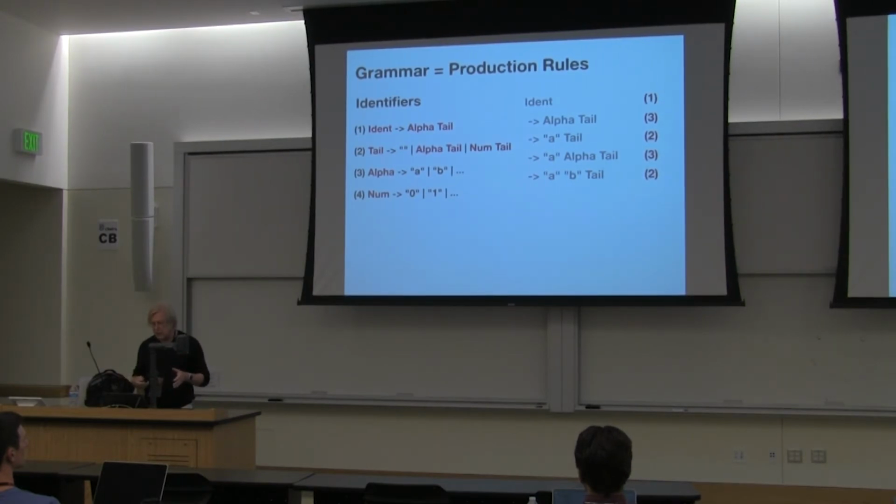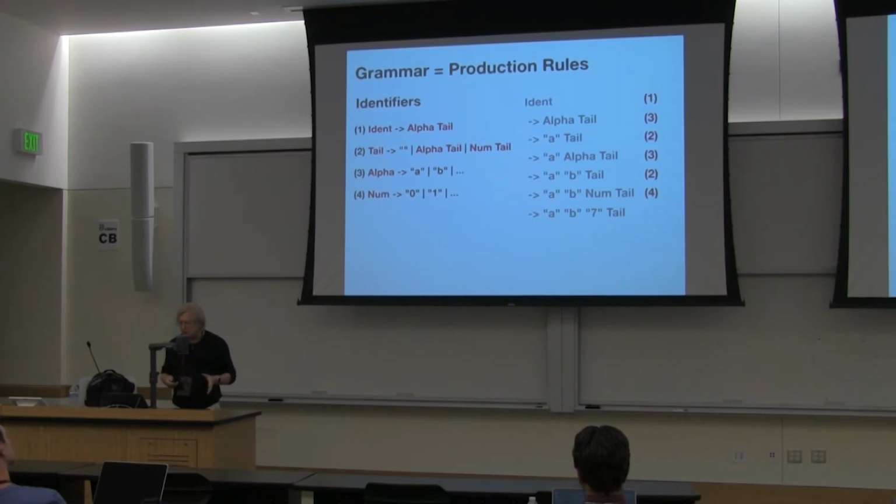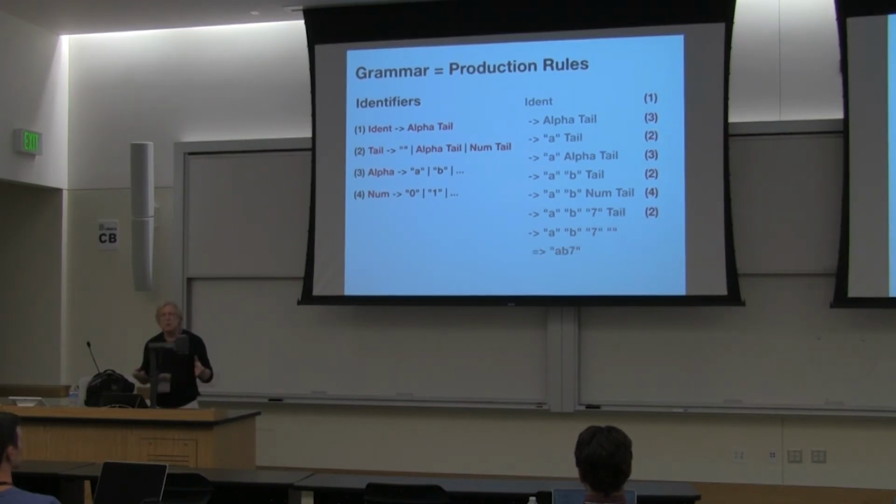We'll derive tail using rule 2 again, but this time to num tail. And finally, well, almost finally, penultimately, we will derive num to the numeral 7 using rule 4. And then to finish up, we derive tail to the empty string using rule 2. So now we have a list of terminal symbols. We can concatenate them. There's our identifier.